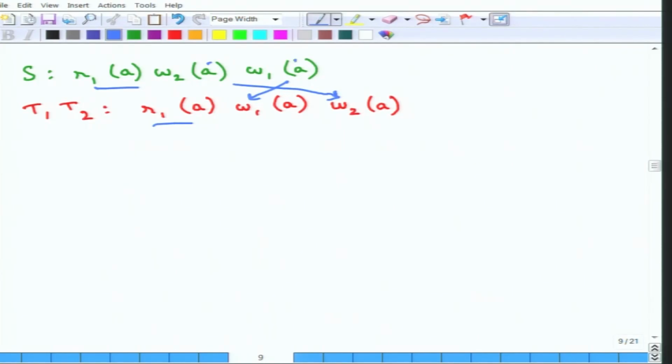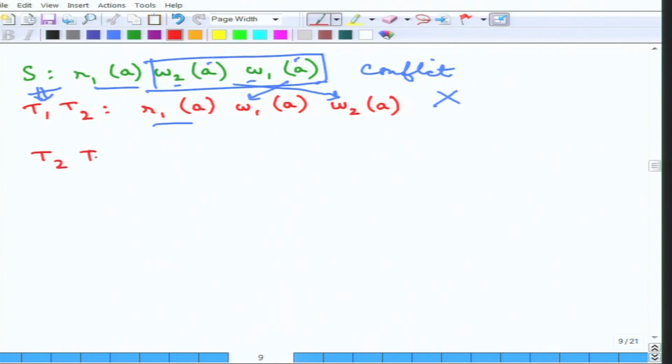They operate on the same data item and one of them is a write. So that means these two instructions conflict. So this swap is not a good swap, so S is not equivalent to T1 T2. Fine, but we still cannot conclude anything about S; we need to test it with T2 T1 as well. So what is T2 T1? T2 T1 is simply W2A, then R1A and then W1A.